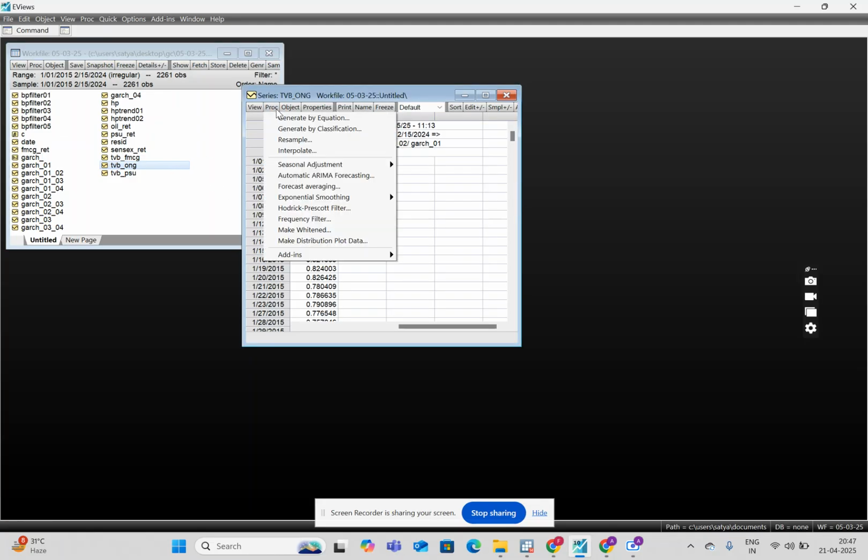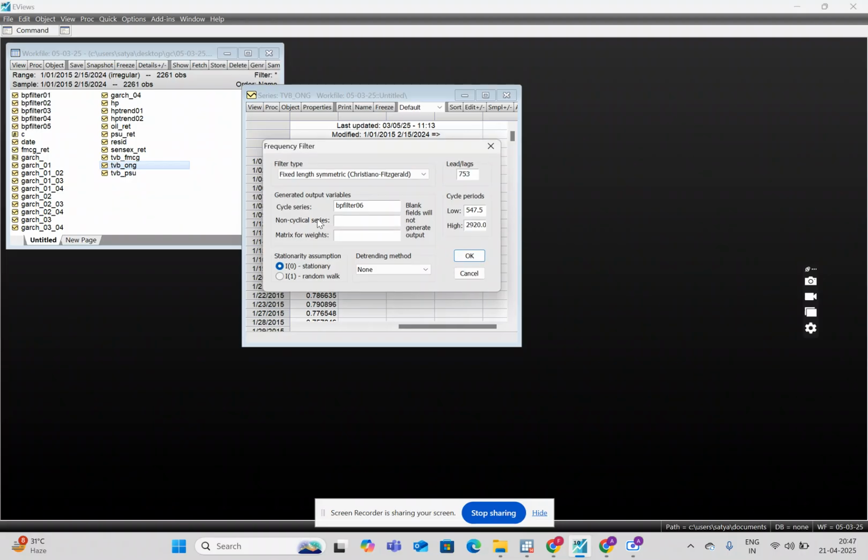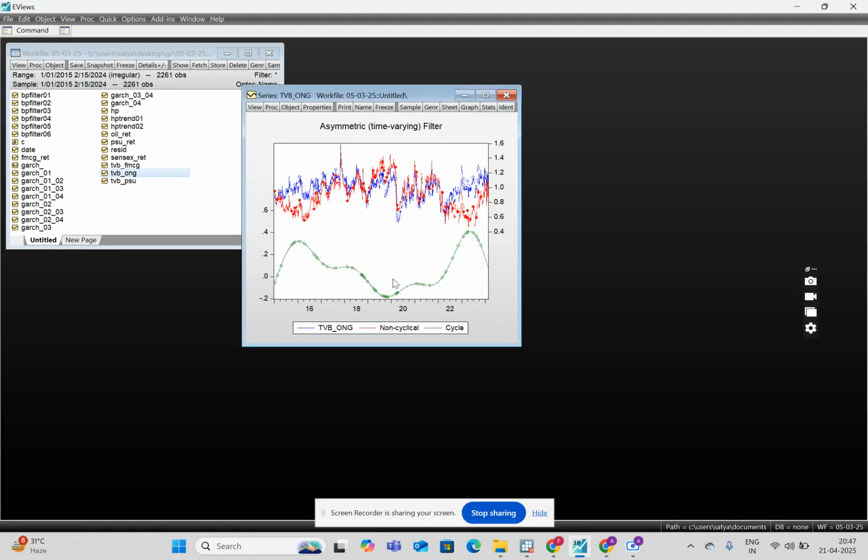So we go to Proc, we go to frequency filter, and let's go to this one. Okay, BP filter 6. As you can see, a proper cycle here, right? There has been a kind of a bust in this period right before 2020, and then there was a peak very recently, around 2024. If you remember, we have data from 2015 onwards, I think. So as you can see, a proper kind of a cycle can be made here.